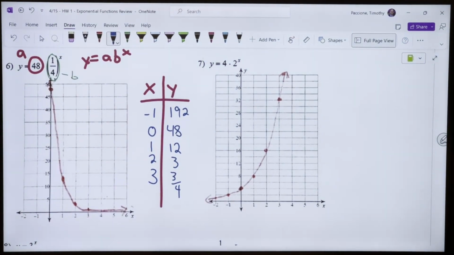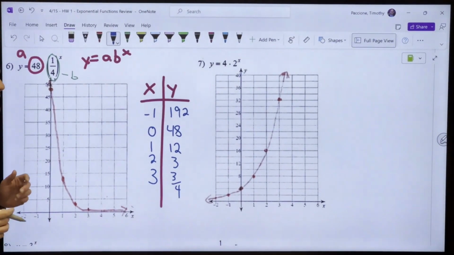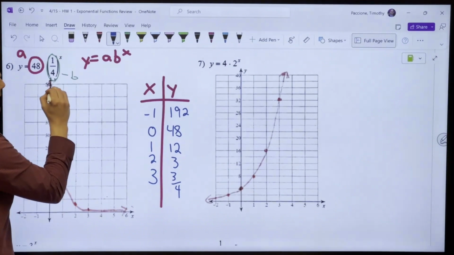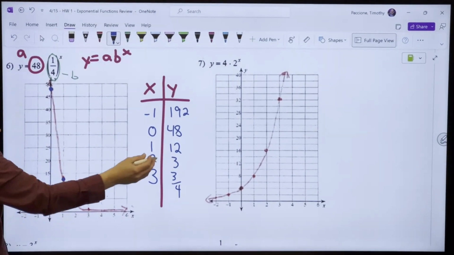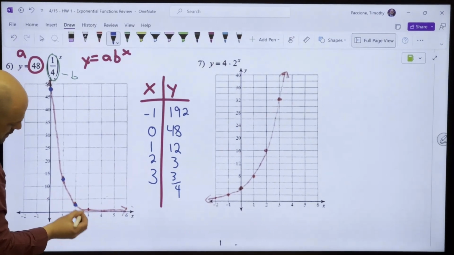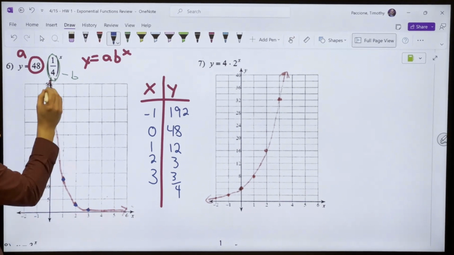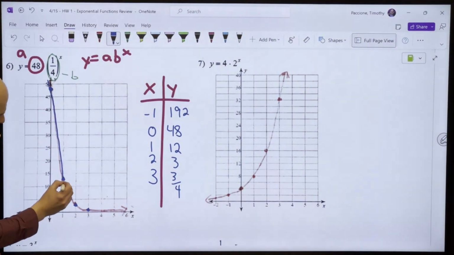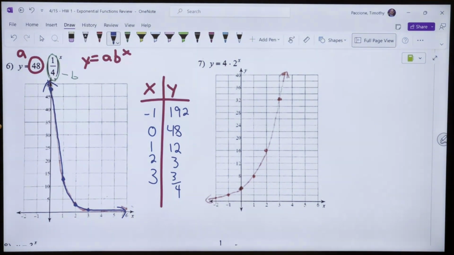Sounds right. All right, so that's not going to end up on our graph. It's a little too high. So we'll start with 48. Then we'll do 12, 3, and then 3/4. So we're getting so close to 0 that we have enough points. And we're good. Okay?